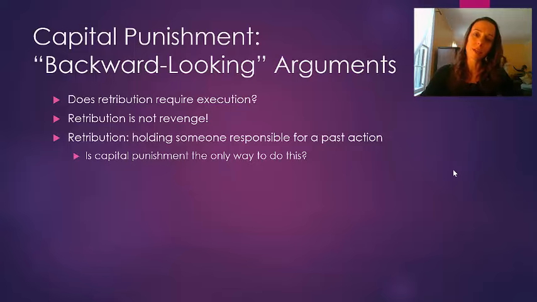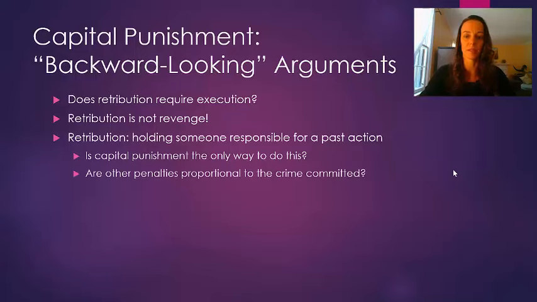So one thing we need to think about here is whether capital punishment is the only way to do this or is the most appropriate way to do this, or whether there are other penalties that are proportional to the crime committed. So one of your discussion forum questions for today asks you to consider life in prison without the possibility of parole compared to the death penalty, and to think about which one of those you find to be a worse punishment. There is not agreement on this. There are some people who say they would rather just be executed than have to live in prison for the rest of their lives. So this is another question that we're not going to be able to get a true factual answer on because it involves so much speculation and personal opinion.